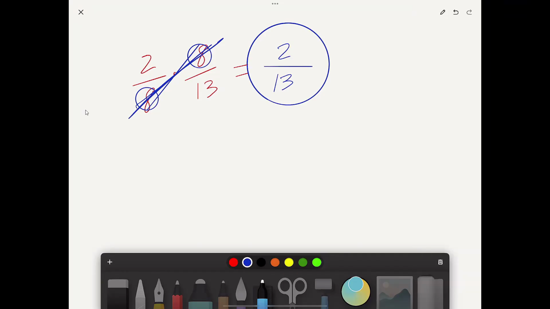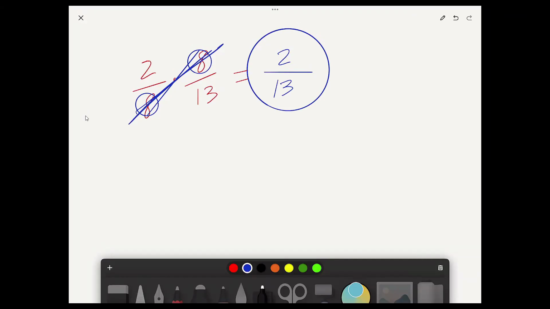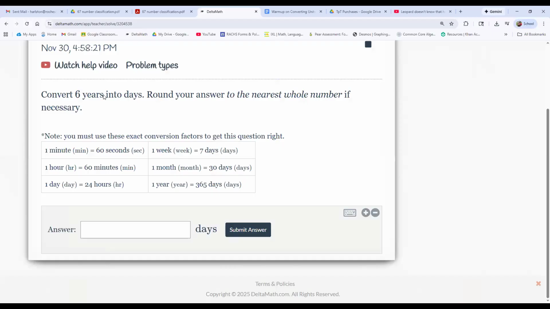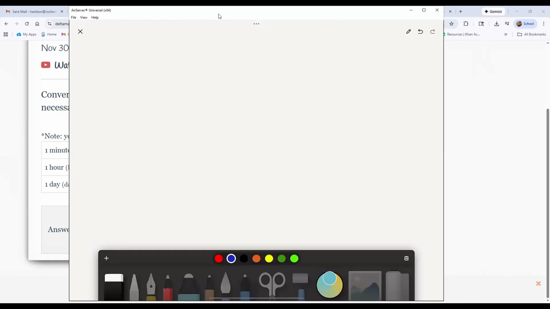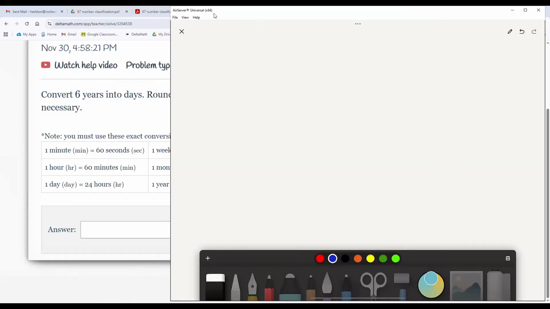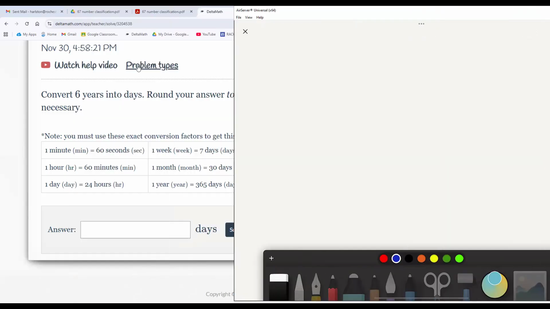So the very first thing that you see here is that we have this convert 6 years into days, and they want us to round it to the nearest whole number. So the very first thing we're going to do, let me get my tablet up here. Can I move this? Okay, there we go. I'm going to move it over here. And then the most important thing is we have 6 years and we want to convert it to days.